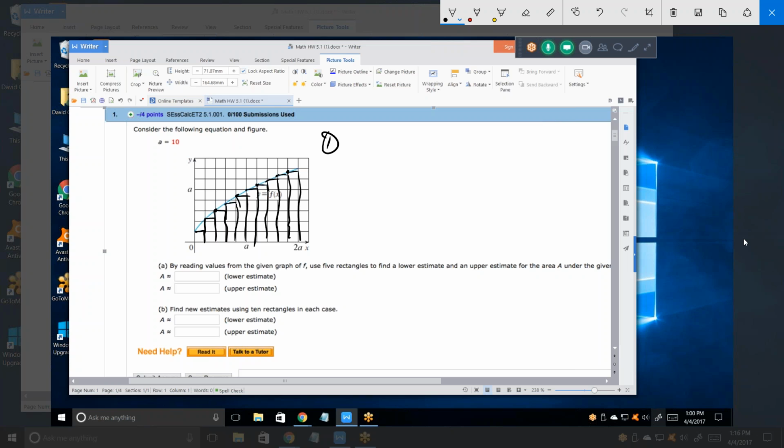Well, I would think you'd be better served if we went on and explained the concepts and why we're doing this. Agreed. And the point of this problem, by having you do 5 rectangles and 10 rectangles, is they're going to illustrate to you that the 10 rectangles is a more accurate estimate. The distance between the lower and the upper is going to be less. The range between those two is not going to be as big as it was using 5 rectangles.